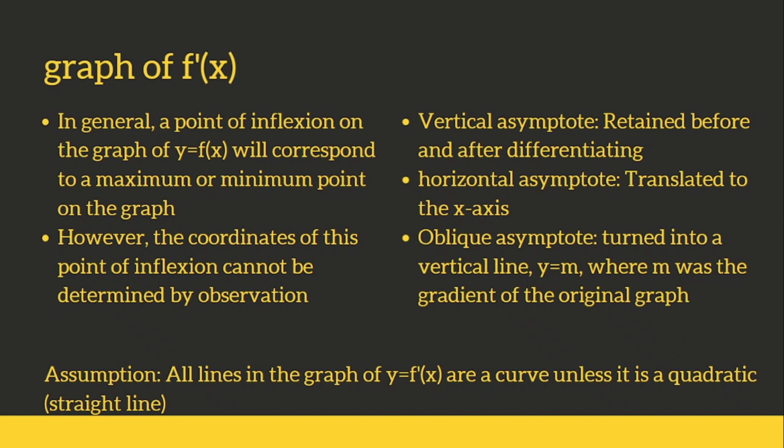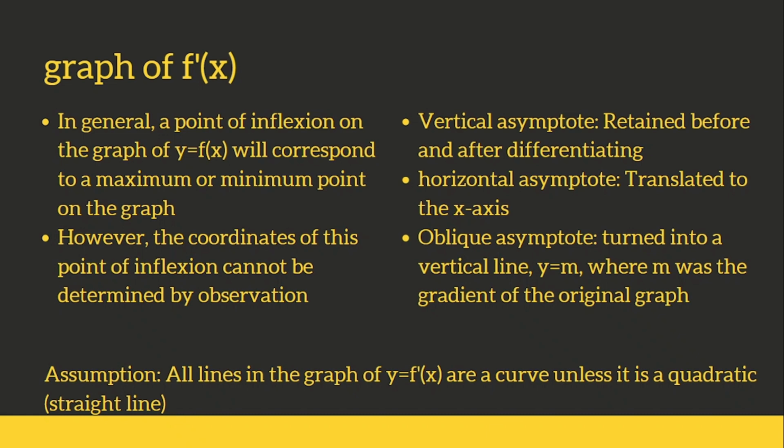And likewise, if you have a vertical asymptote in your graph of y equal f(x), you retain it before and after differentiating. And in the case of a horizontal asymptote, it will just translate to the x-axis. Then, in the case of an oblique asymptote, you will just turn it into a horizontal line of y equal m, where m is the gradient of the original graph.